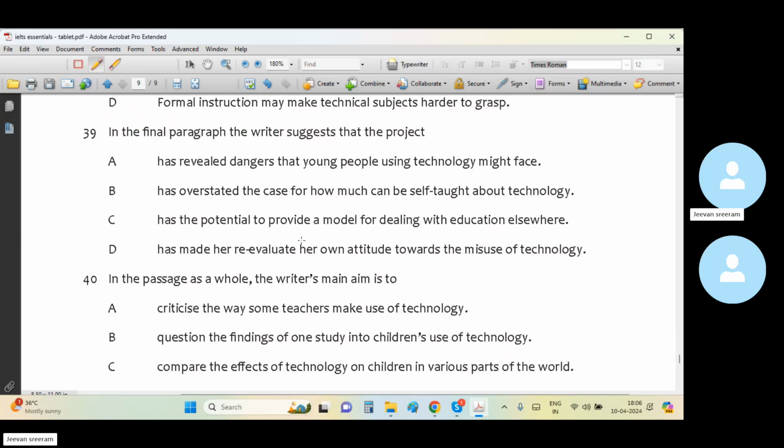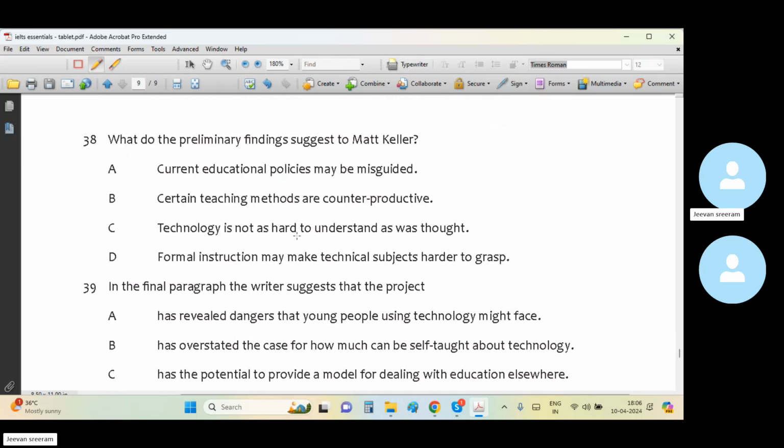We have multiple choice questions. What are the options you picked? What do the preliminary findings suggest to Matt Heller? From the same paragraph. Misguided certain teaching methods, not good. Technology is not as hard to understand as it was for formal instruction may make technical subject hard to grasp.